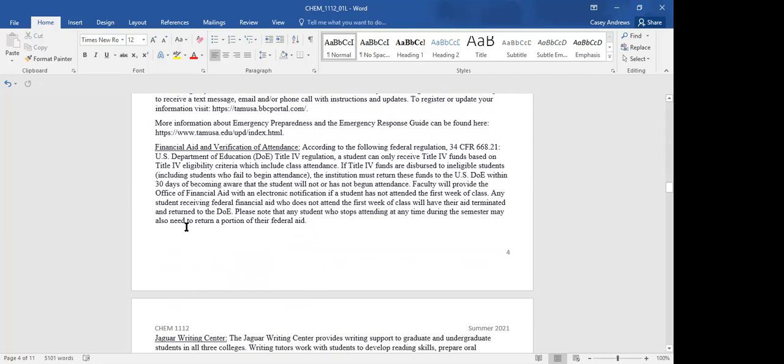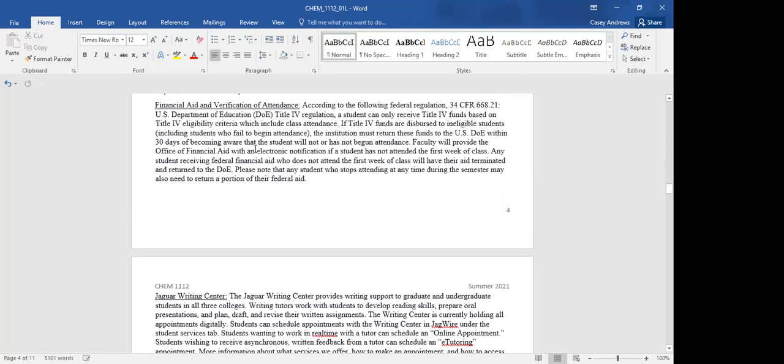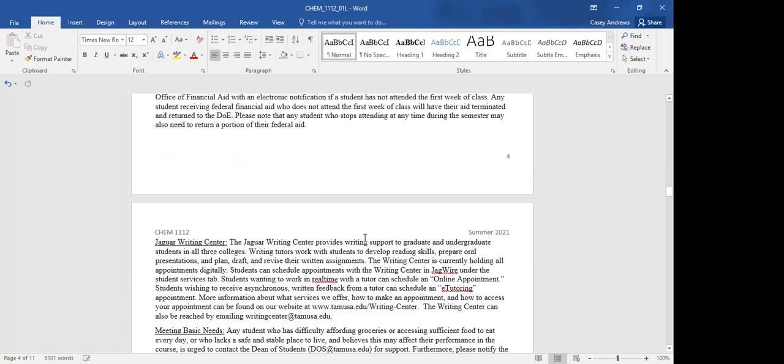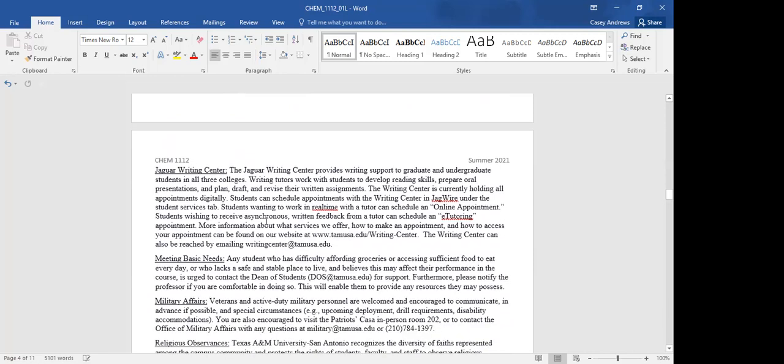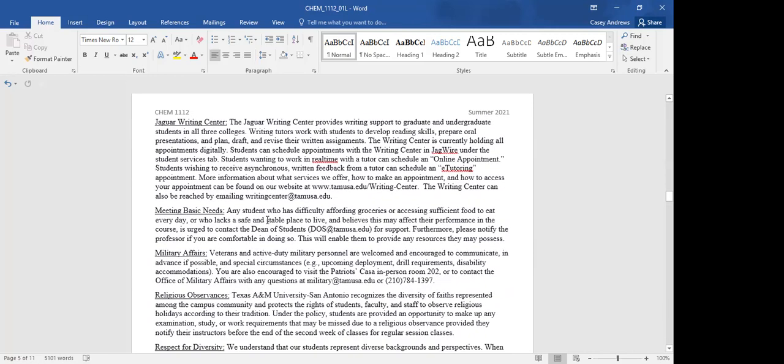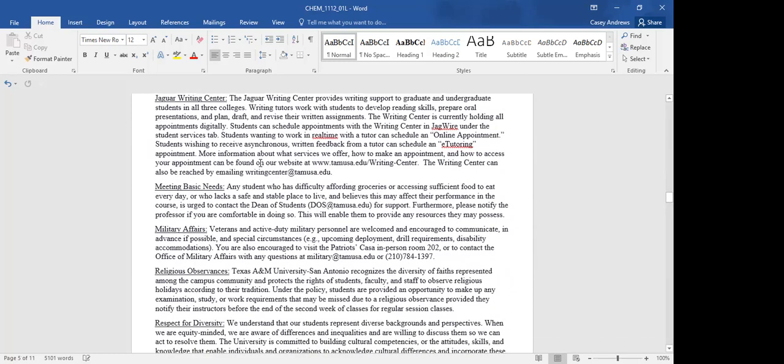Financial aid, basically the 6-drop rule. I'm not going to read through all of that. That's basically on every single syllabus you've ever seen. Writing center, we're not going to do really writing in this class all that much, but the writing center is there for any courses where you do have a lot of writing.